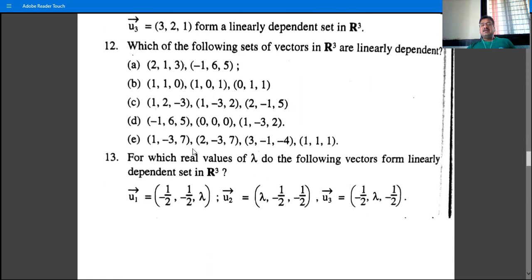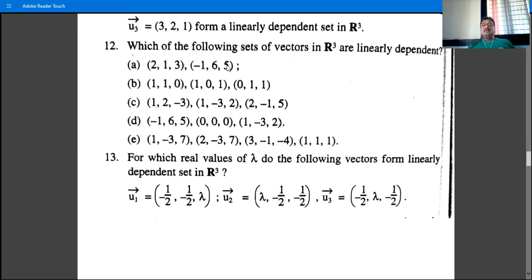Similarly, this set is linearly dependent. Why? There is no need to find the values of K1, K2, K3, K4 in this example. In the first three examples we have to find the values of K1, K2, K3, but in D and E we can write the answer directly: these four vectors are linearly dependent, because we know the theorem that the dimension of R3 is 3, and therefore any set containing more than 3 vectors from R3 is linearly dependent. So we can directly write that this set is linearly dependent.